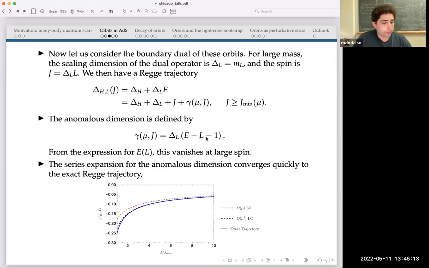Because the corrections to E of L are small at small mu or large J, this anomalous dimension vanishes at large spin. So here's a plot of the Regge trajectories as a function of spin. The red line is the order mu answer, the black line is order mu cubed, and the blue line is the exact answer. And you see that it converges very quickly to the exact answer.